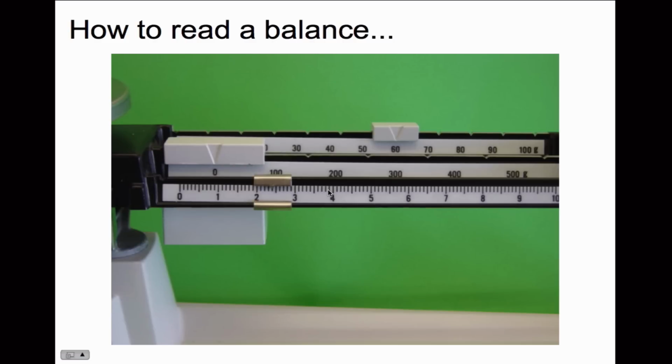And in order to read the balance, what you do is you want to look at this large one first, okay? This one's set at 0, so we're not dealing with the hundreds here, so we can just kind of skip back to this next larger one, and you'll see that it's on 60. Over here it says 100 grams, so this would be 60 grams. And then we look here, and we say, okay, well, it's a little bit past the 2, and we count how many places. 1, 2, 3, 4 places past the 2, so this is going to be 62.4 grams.